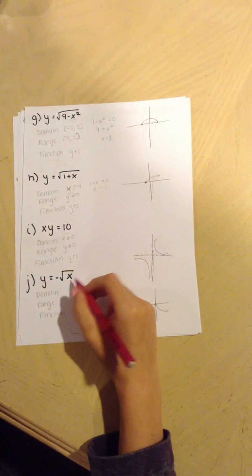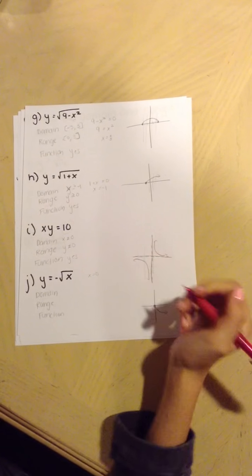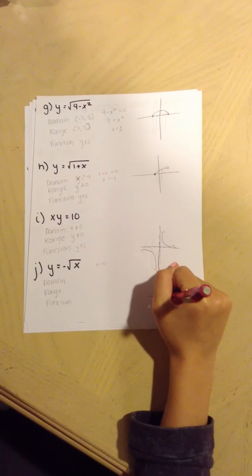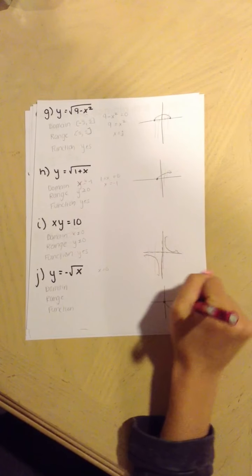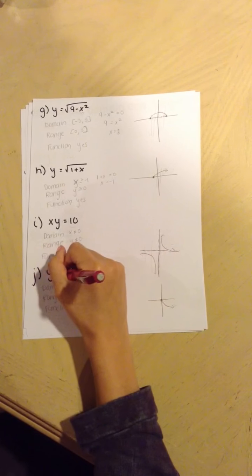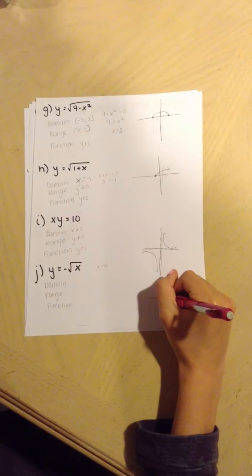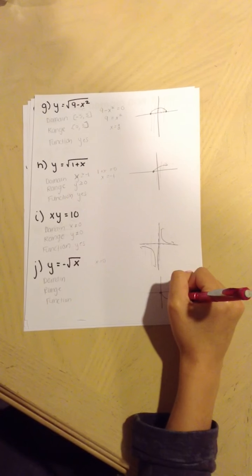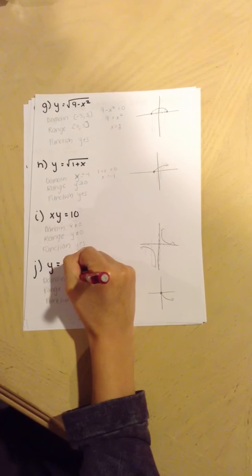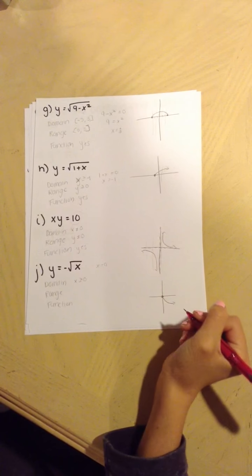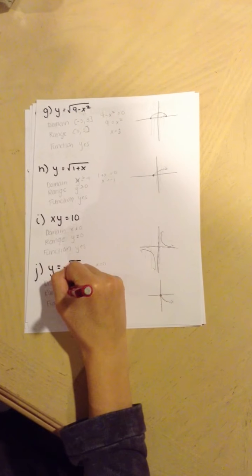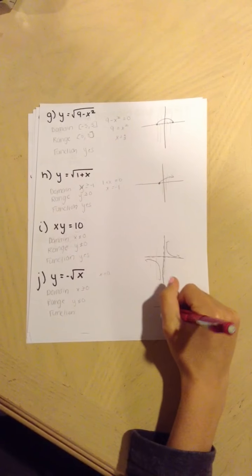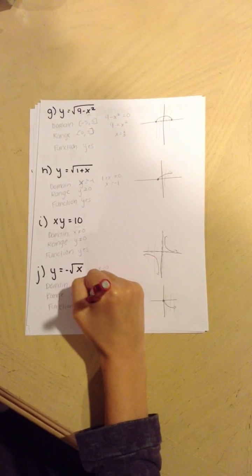For this next one, if you just set it equal to 0, x equals 0, so your point is at the origin. And now for this one, it can be all positive numbers, so you know it's going to go to the right. But since it's a negative on the outside, it's going to go under the x-axis because all the y's are going to be made negative. So the domain for this one is just x is greater than or equal to 0. The range for this one is y is less than or equal to 0 because it goes under. And if you do the vertical line test, yes, it is a function.